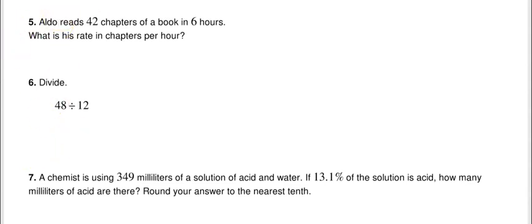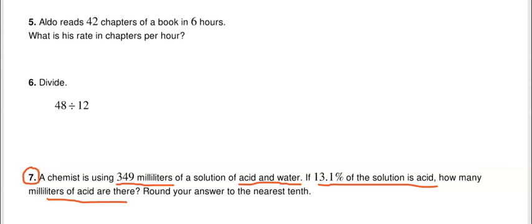So if we look down here at number 7, because we did 5 and 6 on the previous one, it says a chemist is using 349 milliliters of a solution of acid and water. So combining acid and water, 13.1% of the solution is acid. Okay, so most of it is going to be water, which is good. How many milliliters of acid are there?